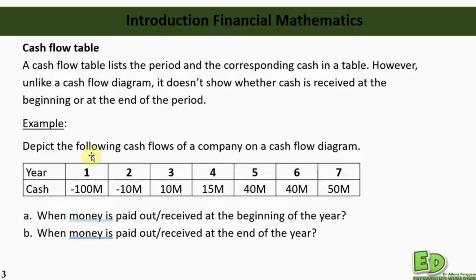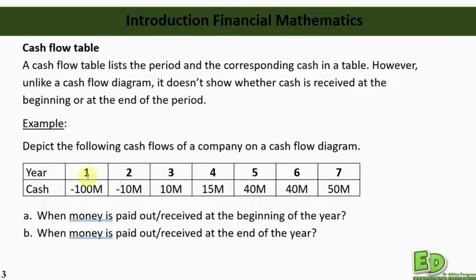So an example is to depict the following cash flows of a company on a cash flow diagram. So we are representing these cash flow tables here on a cash flow diagram. So we have from year 1 to year 7 over here.